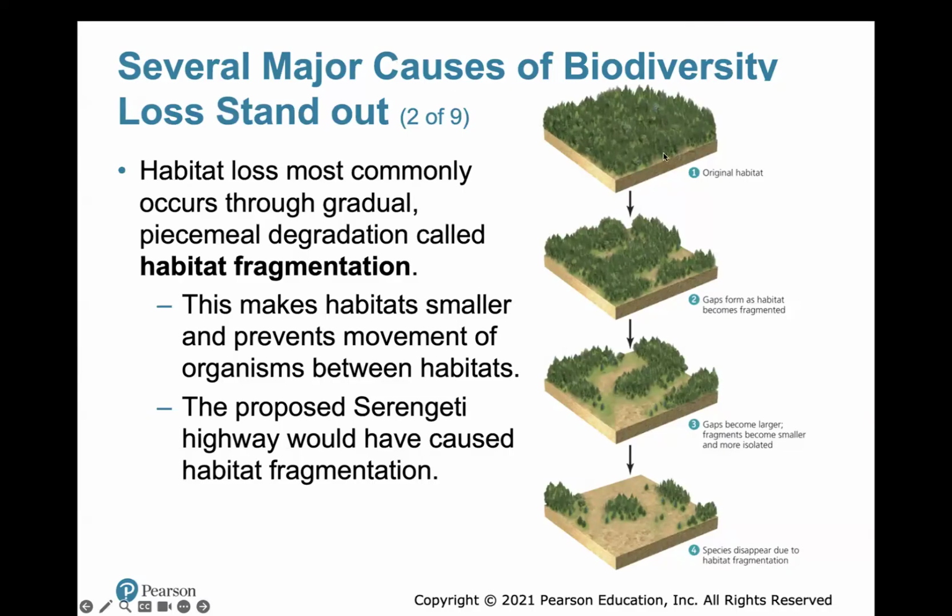I want you to look at this picture. This is the original habitat. Over time, gaps appear as the habitat becomes fragmented, and over time they get larger and larger. Look how much space is there now. When there's more space and fewer trees where the species can stay, they're going to disappear. This is called habitat fragmentation. So the habitat is getting smaller. For example, sometimes they make roads through the mountains, or here in the Serengeti, a highway, which would have caused habitat fragmentation and loss of biodiversity.